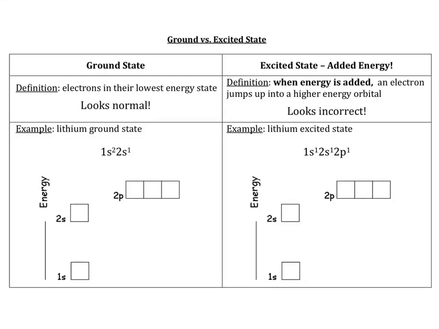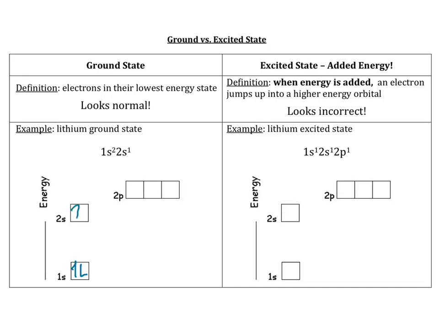All right, let's go ahead and talk about excited state versus ground state electron configuration. Now, what I will say is ground state electron configuration is the normal electron configuration that we've seen this entire time. For example, lithium is 1s2, 2s1. What that means is that there's two electrons, up arrow, down arrow, in the 1s's, and then there's one electron in the 2s's.